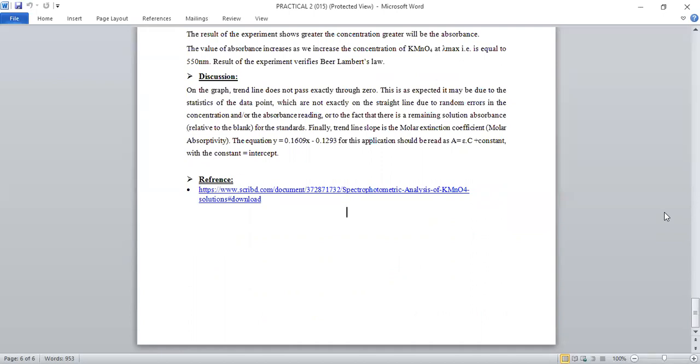Finally, the trend line slope is the molar extinction coefficient. The equation y = 0.1609x - 0.1293 for this application should be read as A = ε·C + constant, with the constant equal to the intercept.